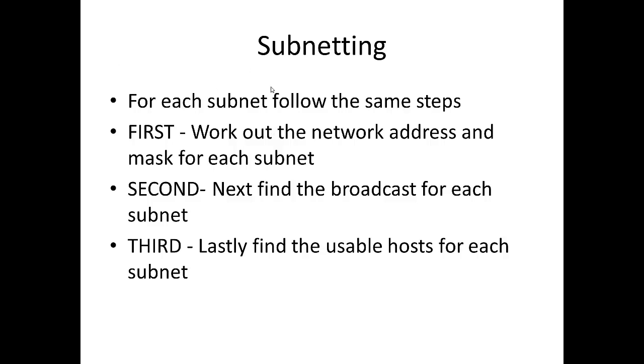There are 3 basic steps that you need to do for subnetting. The first one is to work out the network address and the mask for each subnet. The second one is to find the broadcast, and the third one is the usable hosts in the middle.